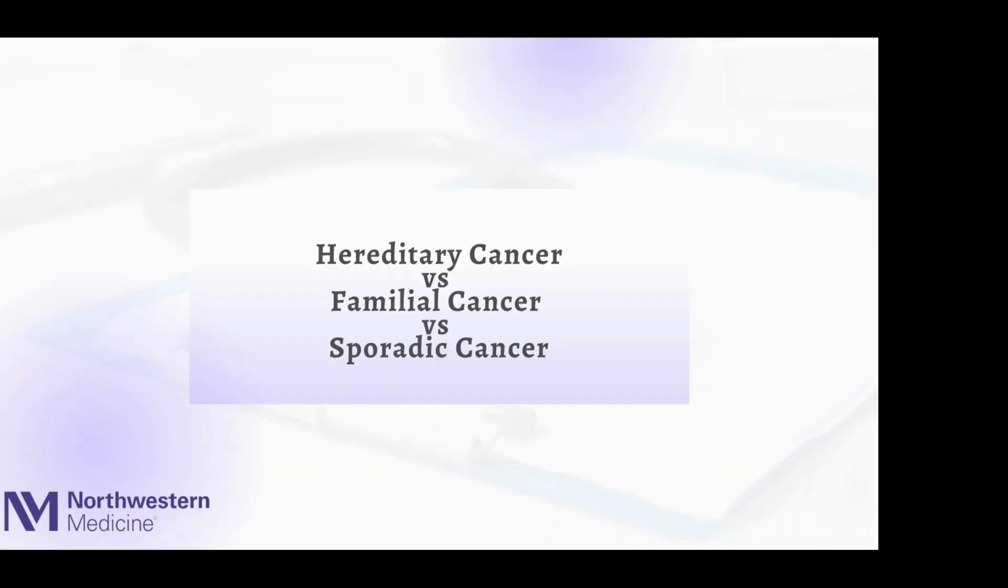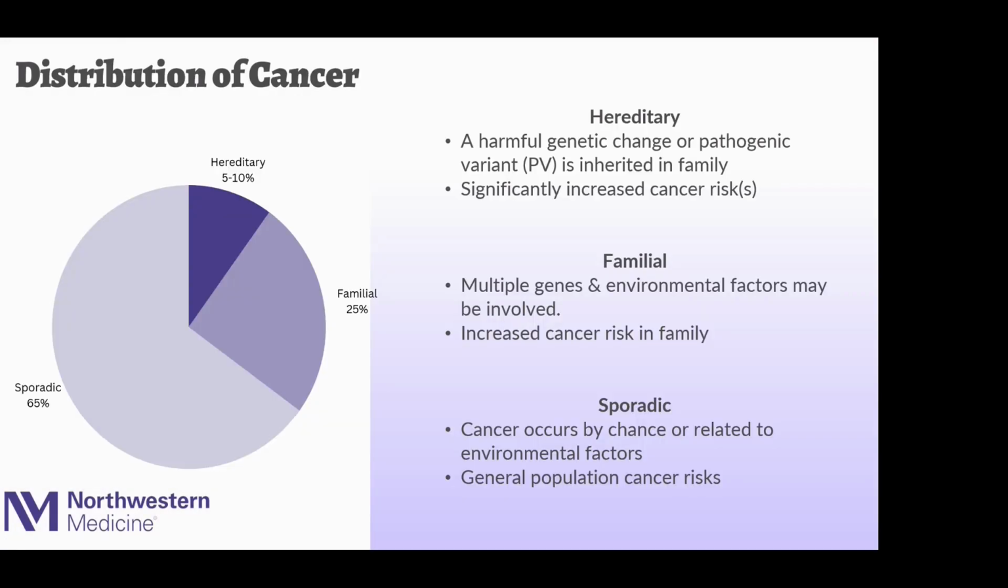The next section that I want to briefly review is the differences between hereditary cancer, familial cancer, and sporadic cancer. One statistic that I have found shocks a lot of my patients is that only 5 to 10% of the time cancer is hereditary. So that's that small percentage on that piece of the pie. And what that means is that there's a harmful genetic change that's inherited with each generation, causing significantly increased risks for cancers in certain family members.